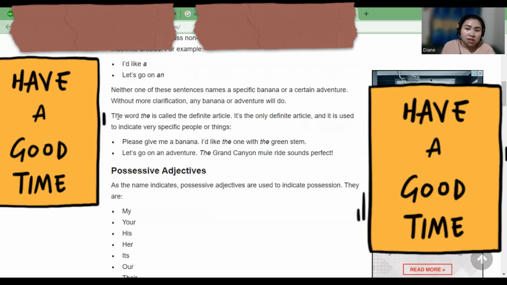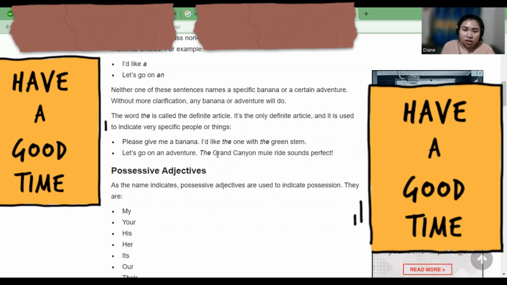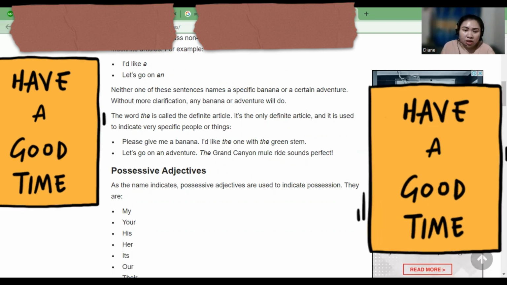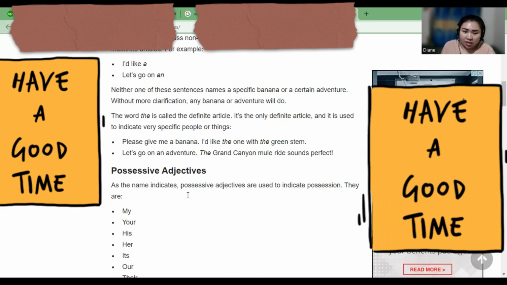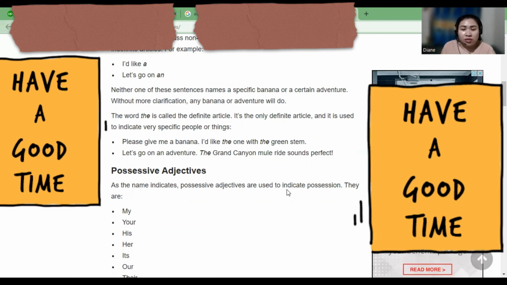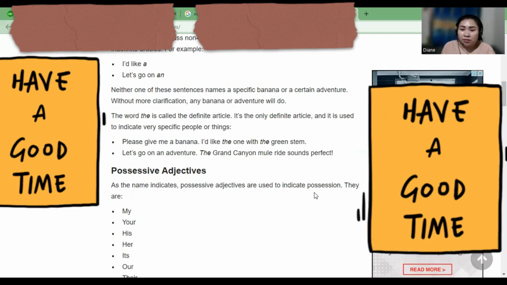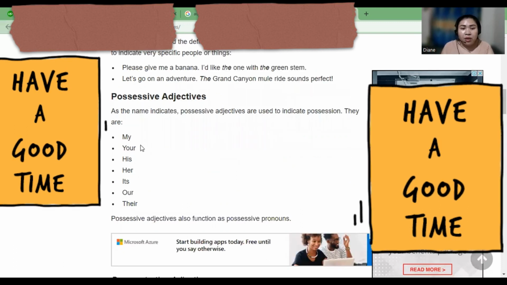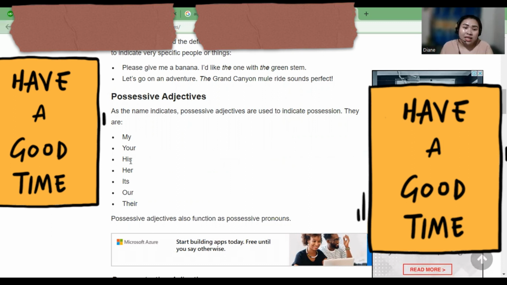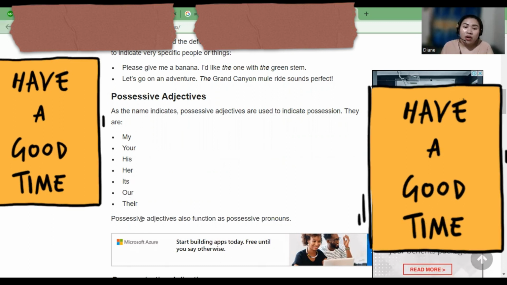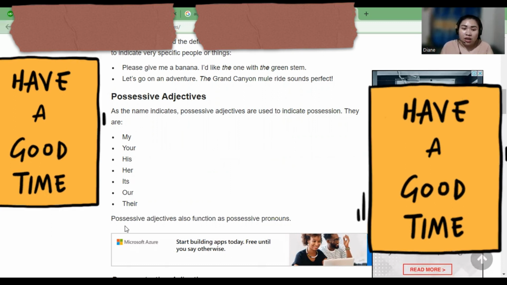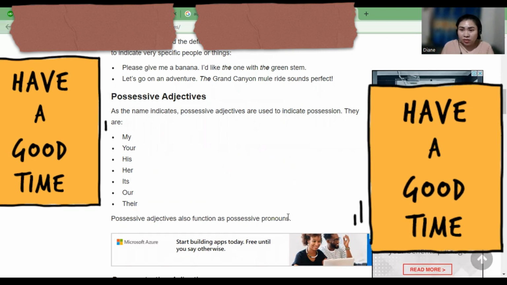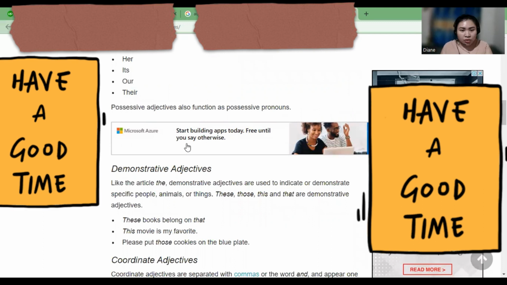Now let's go to possessive adjectives. What are those possessive adjectives? As the name indicates, possessive adjectives are used to indicate possession. Possession, you own something. We have my, your, his, her, its, our, their. Possessive adjectives also function as possessive pronouns. Now let's move on to the third type.